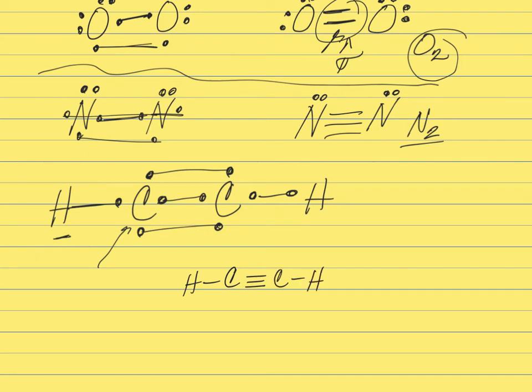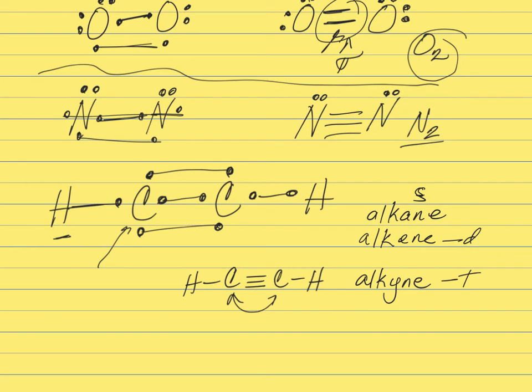This is a triple bond between 2 carbon atoms, and this is an alkyne, see? Because it's alkane, alkene, alkyne. Alkane, single. Alkene, double. Alkyne, triple bond. We name this in a different way, okay? But we're not going to touch that here. Questions about this? No?